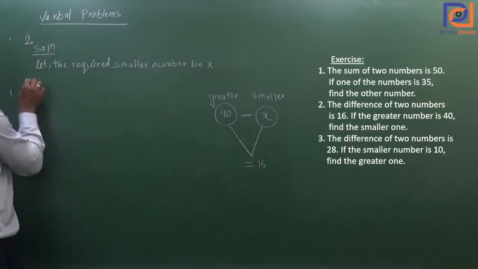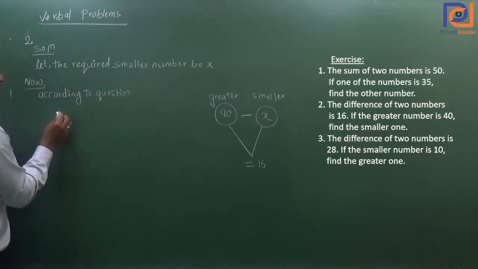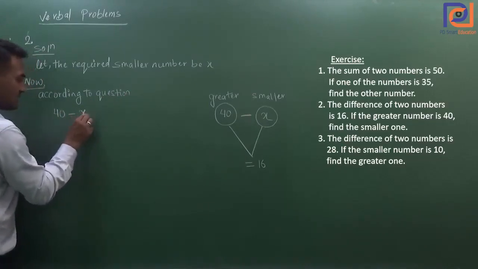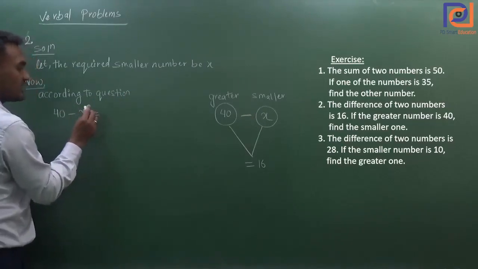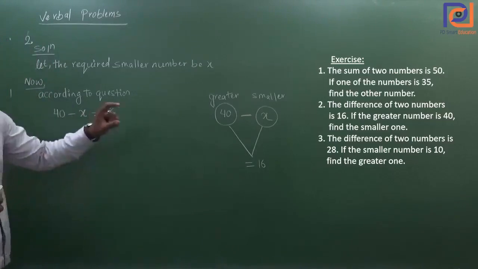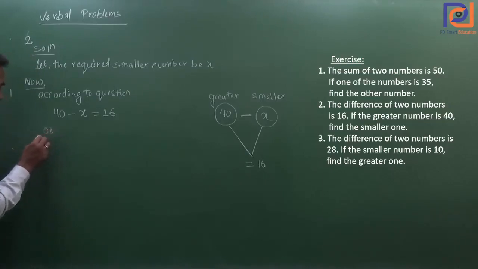So now according to the question, here you need to write what will be here now. The greater number should be in front: greater number minus a smaller number, the difference of the greater and smaller, you'll get 16. That sentence is giving this statement. So this is a mathematical statement, an equation. Now here you need to find out the value of x.